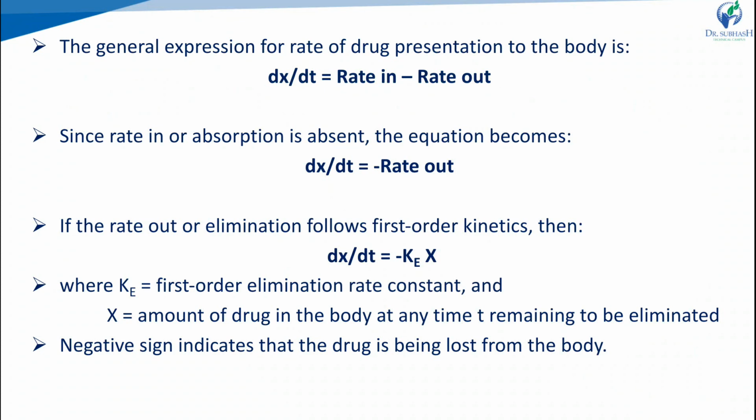If the rate out, or elimination, follows first order kinetics, then the equation becomes dx by dt equals minus k times x, where k represents the first order elimination rate constant and x is the amount of drug in the body at any time t. The negative sign indicates that the drug is being reduced or lost from the body.